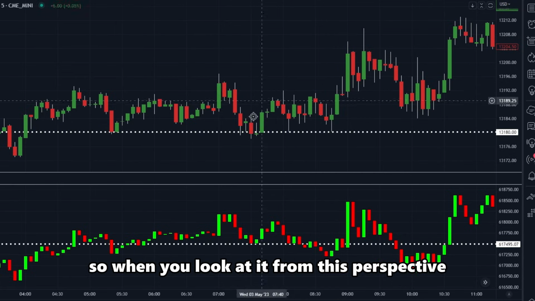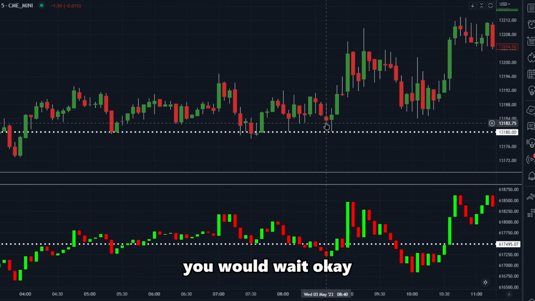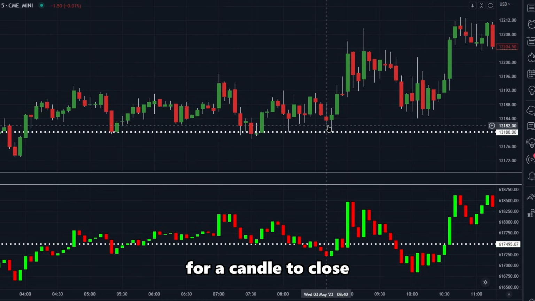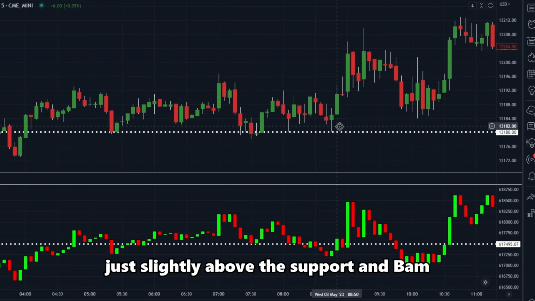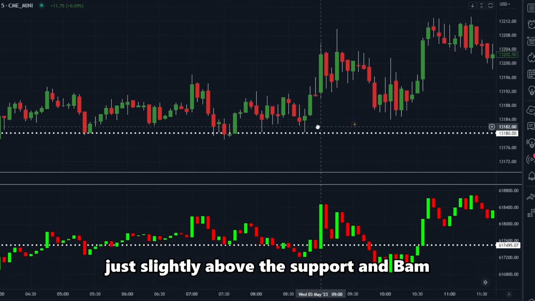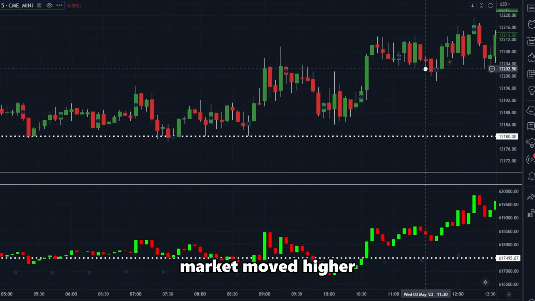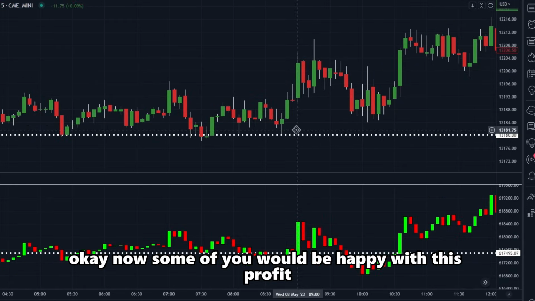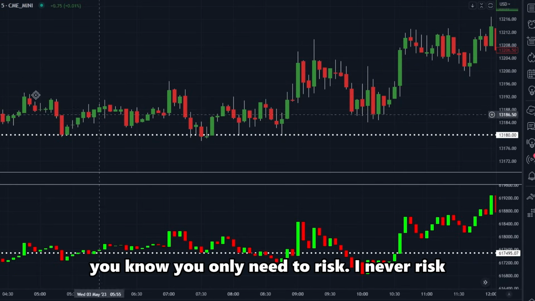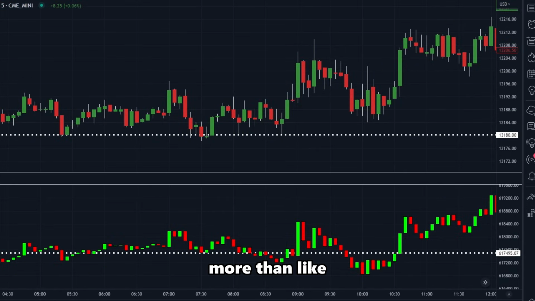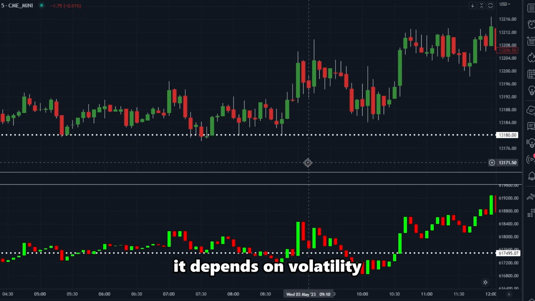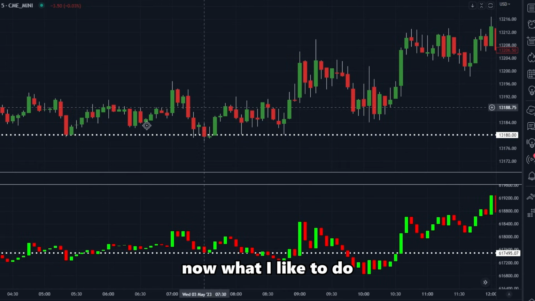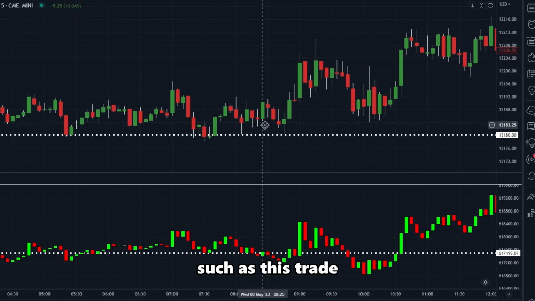So when you look at it from this perspective, you would wait for a candle to close, such as this one, and you would place your trade just slightly above the support. And bam, the market moved higher. Now some of you would be happy with this profit. You only need to risk, I never risk more than 10 points during the European session or 15 to 20 points during the US session. It depends on volatility.